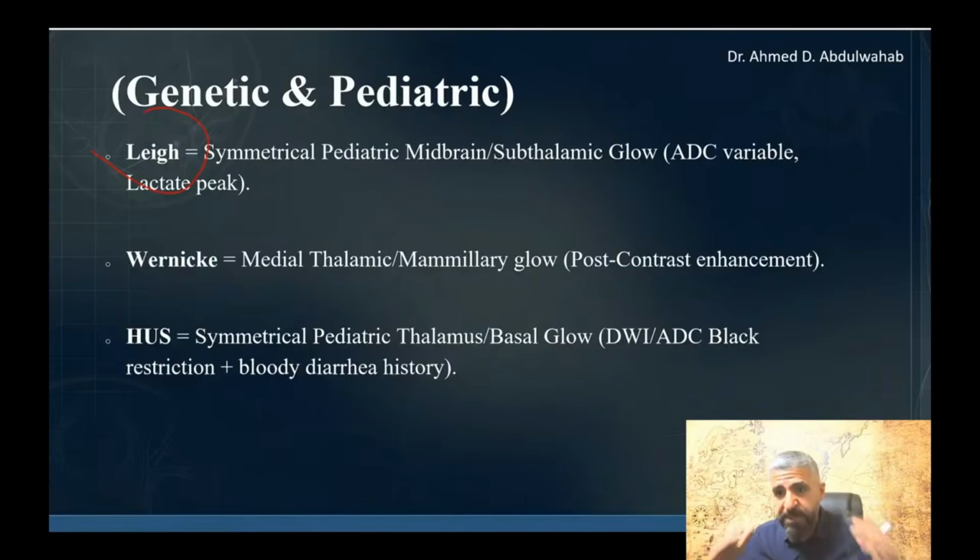Finally, the pediatric deep signal in the baby's periaqueductal gray matter is Leigh disease. In adults, it's Wernicke, B1 deficiency, as in episode 3. If a child has bloody diarrhea and symmetric thalamic restricted diffusion, it's hemolytic uremic syndrome.